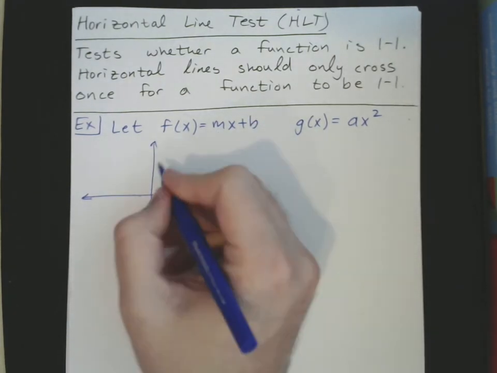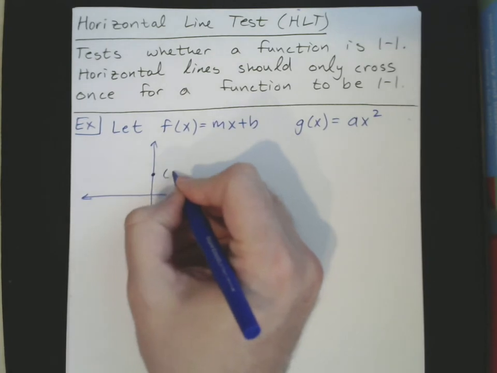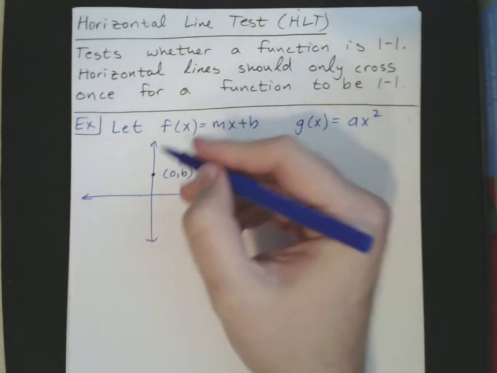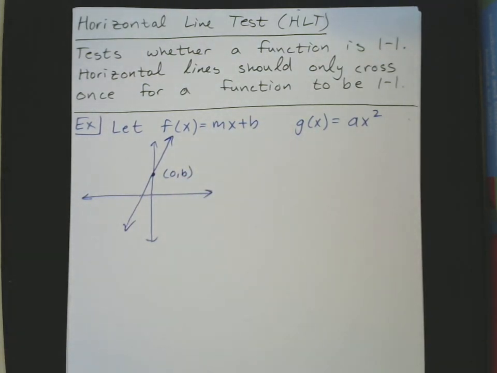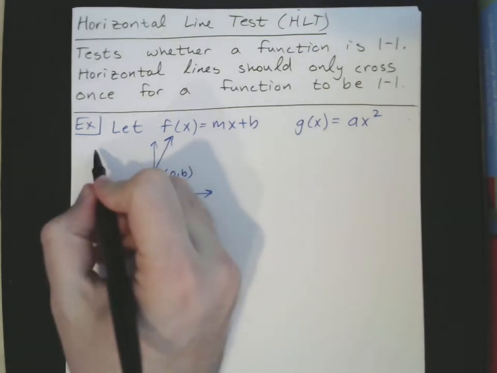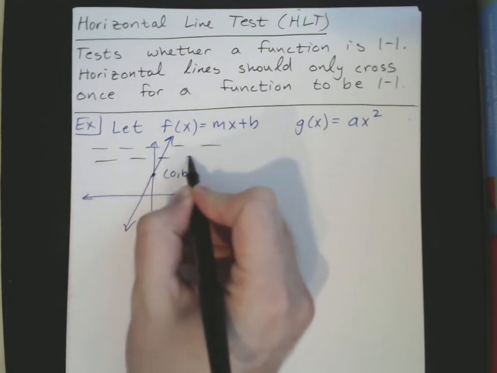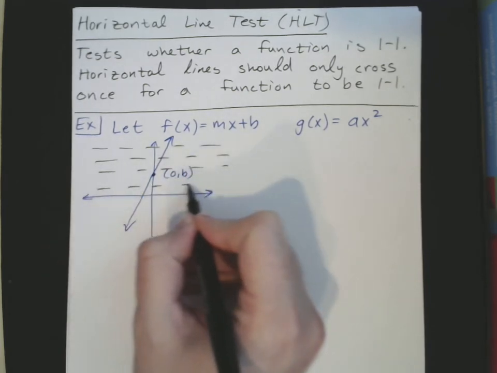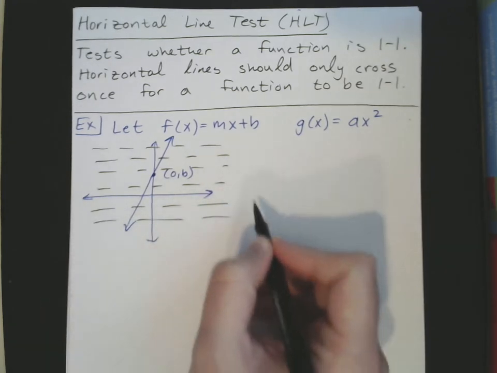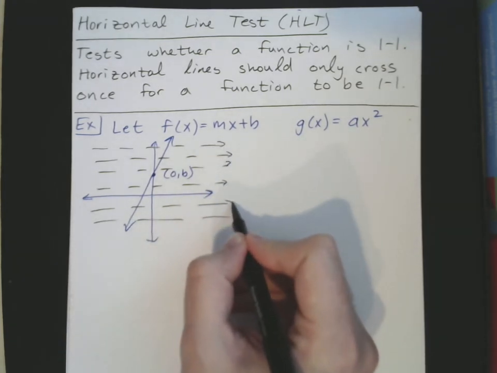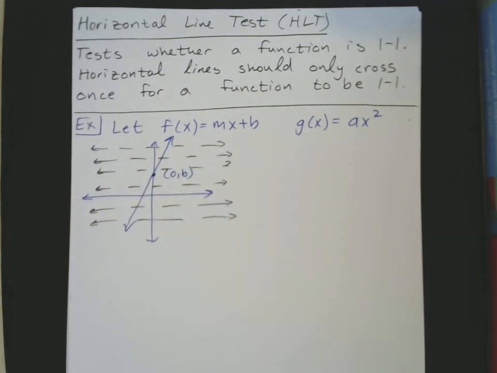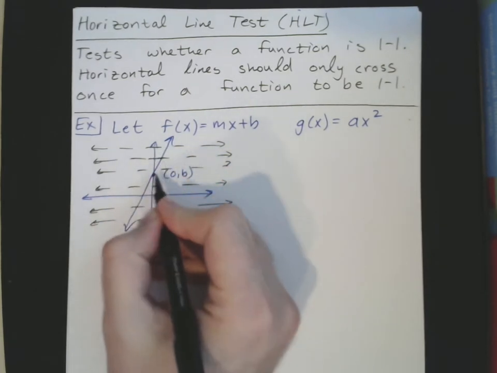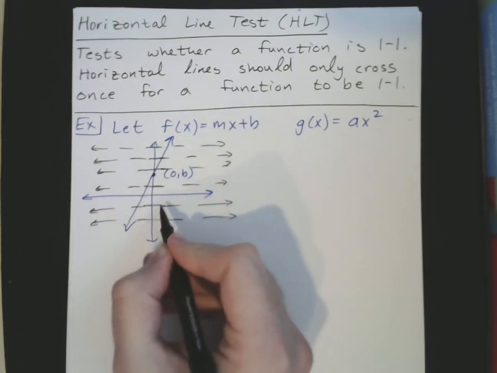So for mx plus b, let's say that this point right here is (0, b), and then our line would go through that point like this. Now it's a line, it's linear, we already know it's a function, and so we just look at horizontal lines all the way through. None of these are going to cross the line more than once. They'll all only ever cross that line in one exact point, which is what we want to be one-to-one.